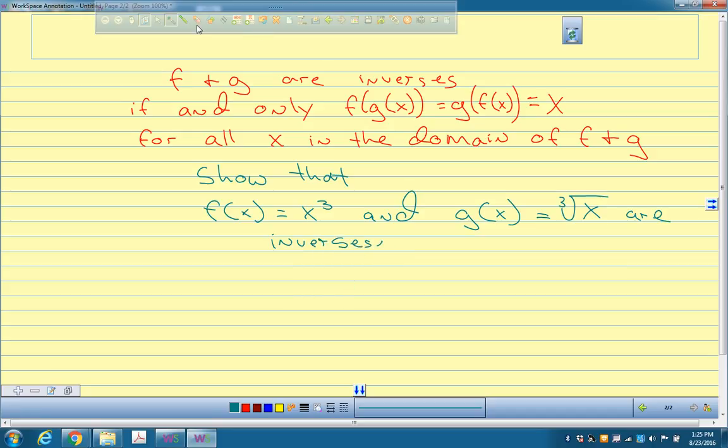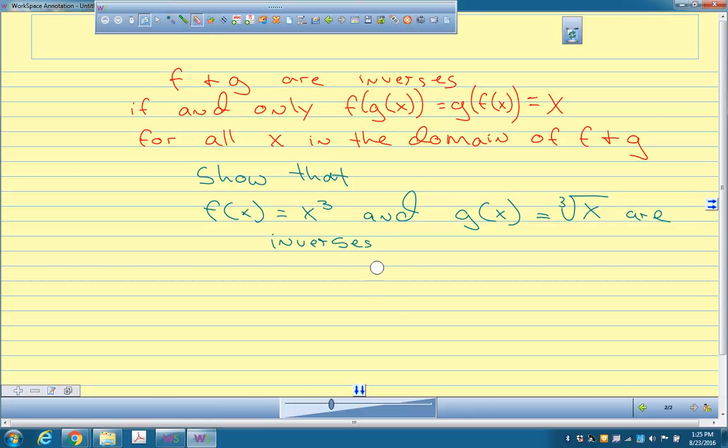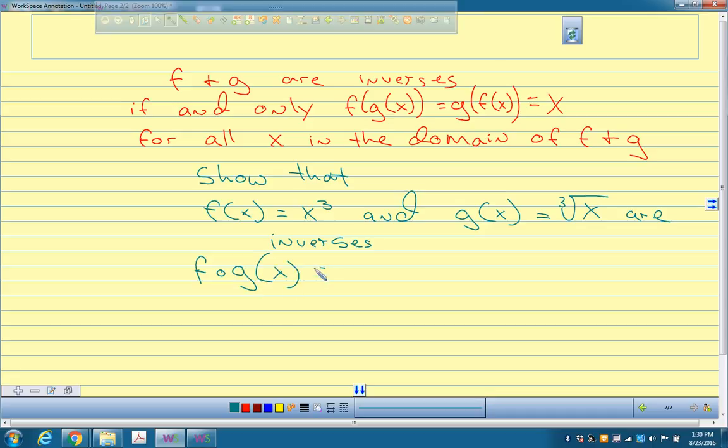I'm done, right? Done with that. So all you do is you take one function and plug it into the other function. So f of g of x, I'm going to use different notation just to get used to seeing both types. This means the same thing. F of g of x looks like I take g of x and I plug it in there, right? So f of g of x looks like the cube root of x cubed, right? What do I get if I cube root the cube root of x?